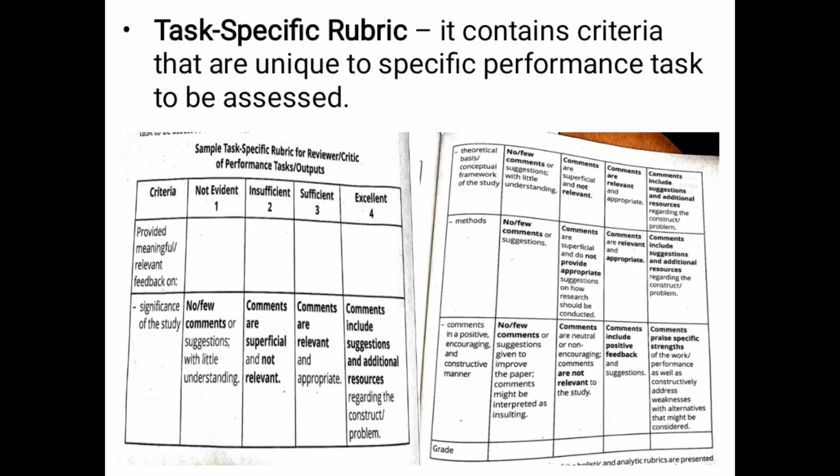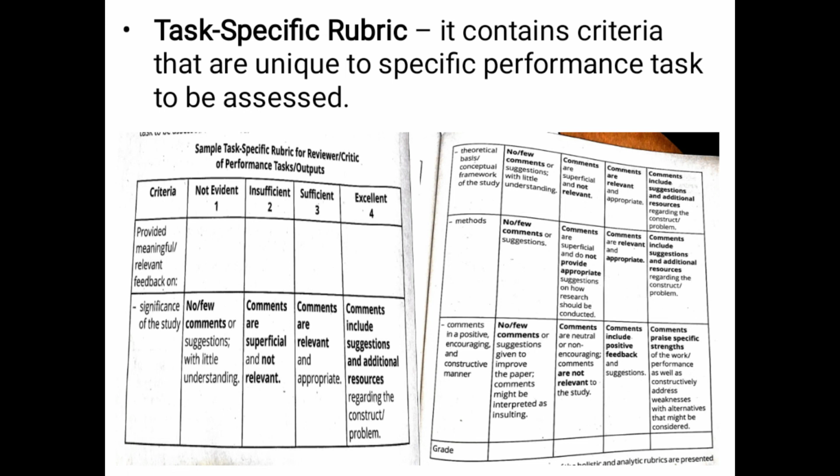So the second type of rubric is called task-specific rubric. It contains criteria that are unique to a specific performance task to be assessed. This kind of rubric is best for instruction and formative assessment since it will provide the students feedback on what aspects of their performance or work need to be improved. However, developing analytic rubrics is time consuming for teachers.